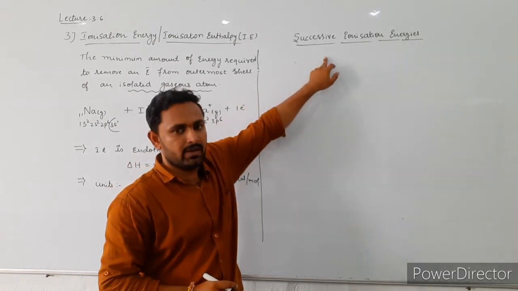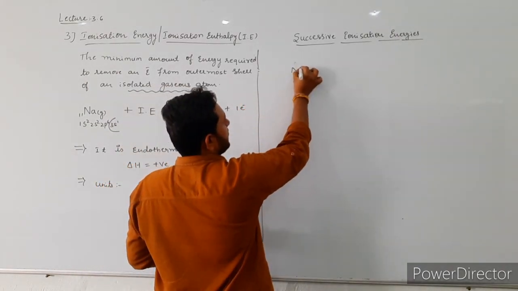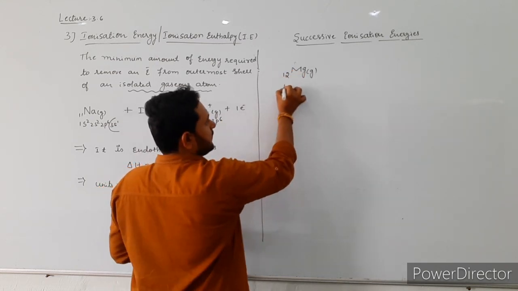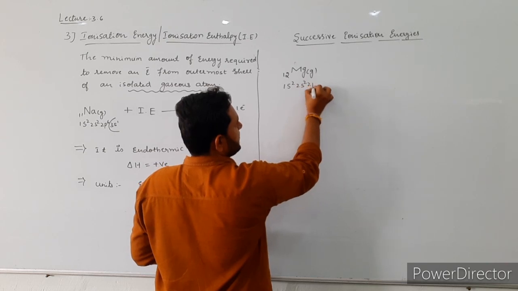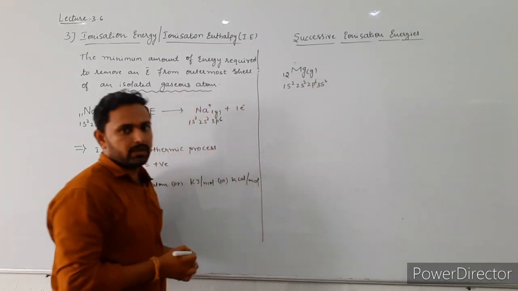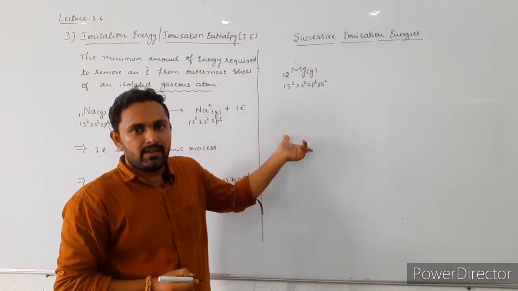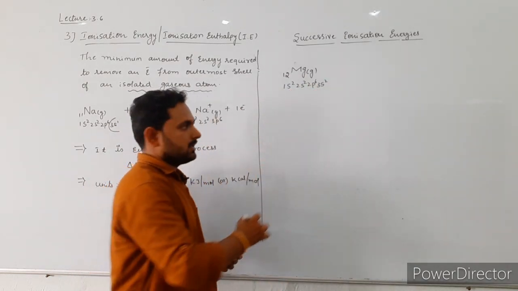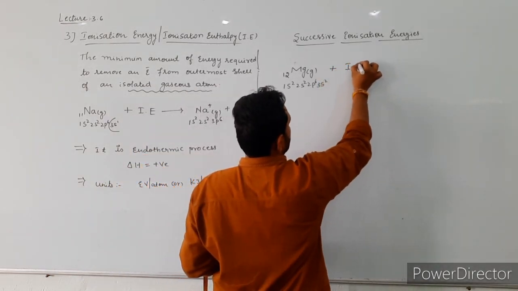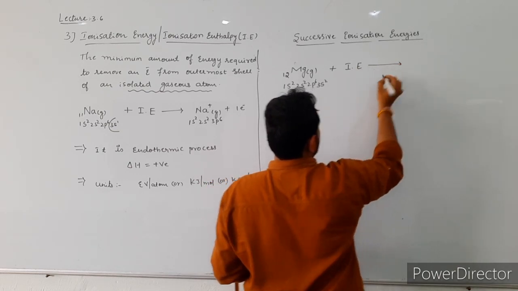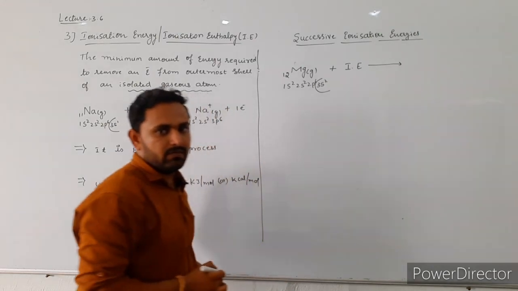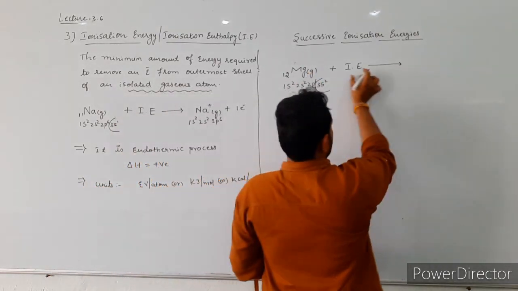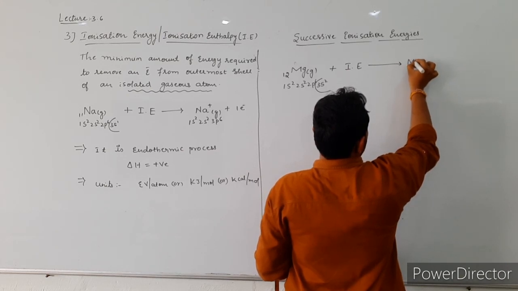To explain successive ionization energy, I will take magnesium as an example. The magnesium atom should be in gaseous state. The atomic number of magnesium is 12. Electronic configuration: 1s2, 2s2, 2p6 and 3s2. If you add suitable ionization energy, this gaseous magnesium atom loses one electron and becomes a unipositive gaseous ion.